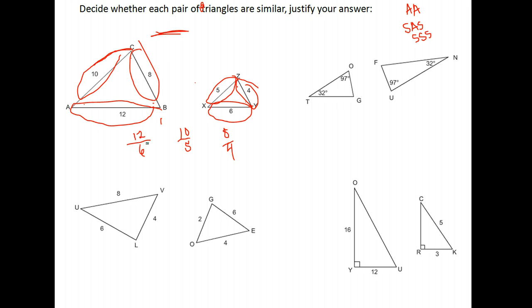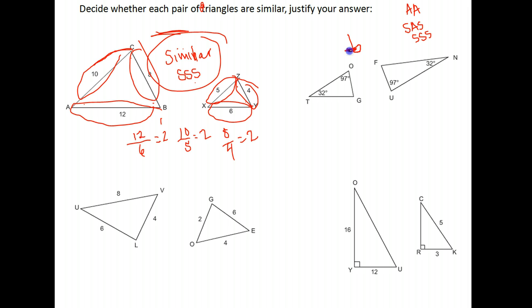Reduce each of those. 12 divided by 6 is 2. 10 divided by 5 is 2. And 8 divided by 4 is 2. Notice they all equal the same thing. So yes, these triangles are similar. And they are similar by side, side, side. Okay, let's take a look at our next one.